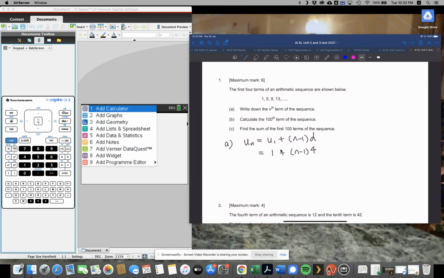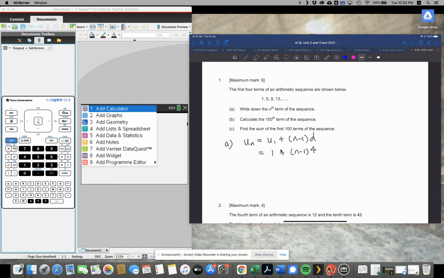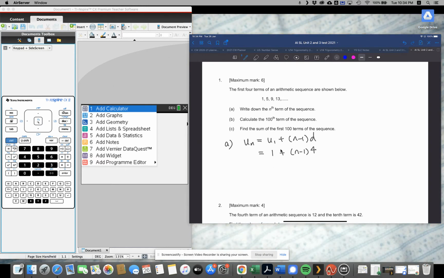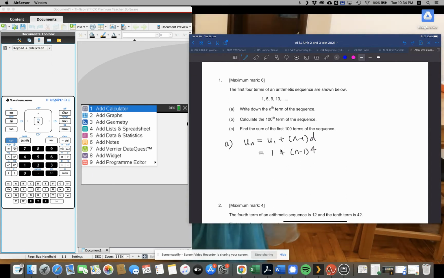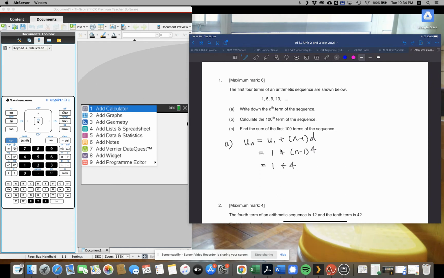Now some of you left that here. If you did, you only get 1 mark. What you need to do to get the second mark is to expand and simplify to make it into a proper formula. So this is what you have to do.